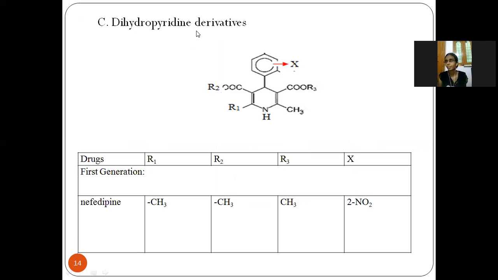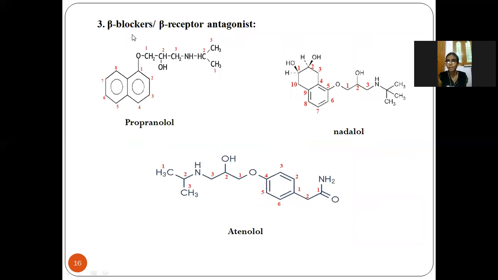Next, beta blockers are known as beta receptor antagonists. See here, first drug is propranolol. If you see, this is the structure of the naphthalene, meaning two benzene rings.